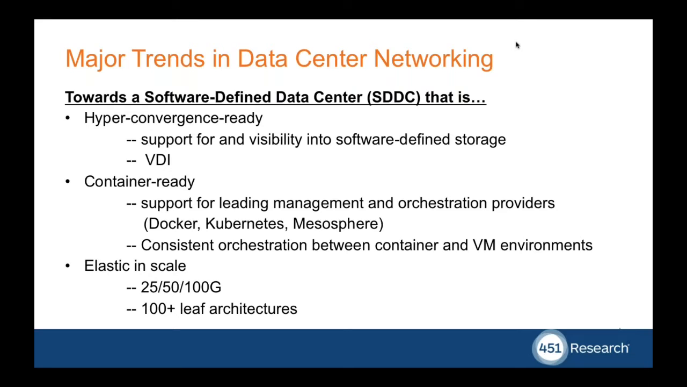Finally, the data center network fabric has to be elastic in scale. We're seeing the emergence of 25, 50, and 100G Ethernet from the leading silicon and switch hardware suppliers, and these will soon find a quick uptake at the leaf level and the spine level of the physical network infrastructure. Those architectures themselves will need to scale to support over 100 leaf switches as workloads and workload mobility increases and containers are mixed with VMs as the workload workhorses.